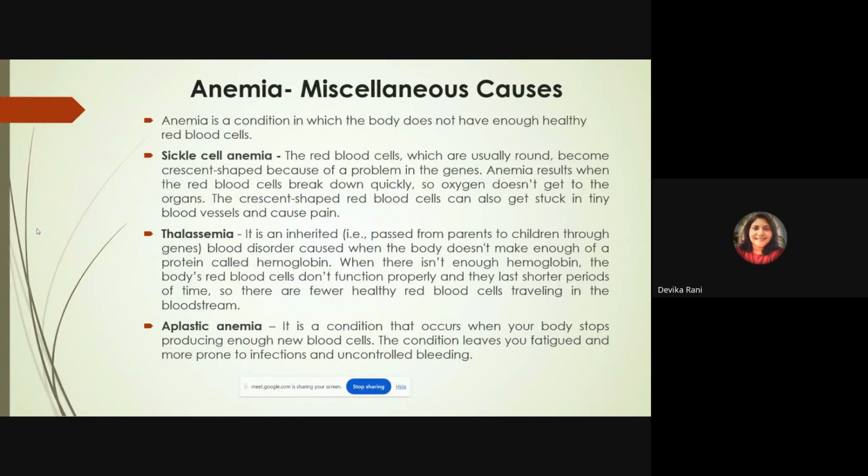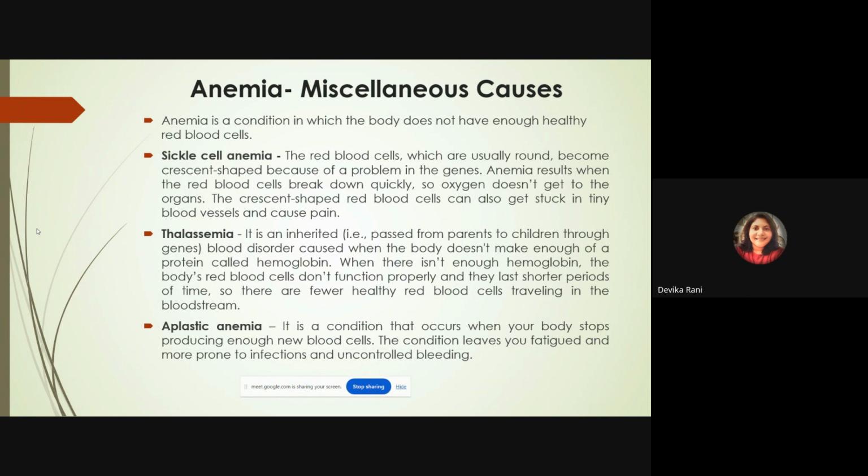Now, next is thalassemia. It is an inherited blood disorder, as in it's passed on from parents to children through genes again. It occurs when the body doesn't make enough of a protein called hemoglobin. There the shape was affected, here it is not making enough hemoglobin. So when there isn't enough hemoglobin, the blood cells don't function properly as usual, and they last shorter periods of time. So there are fewer healthy red blood cells traveling in the bloodstream.